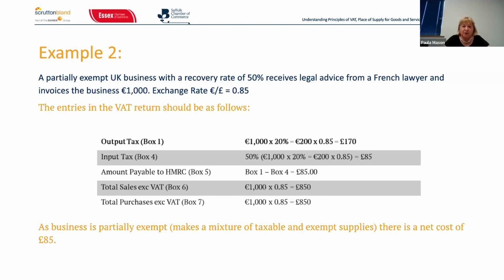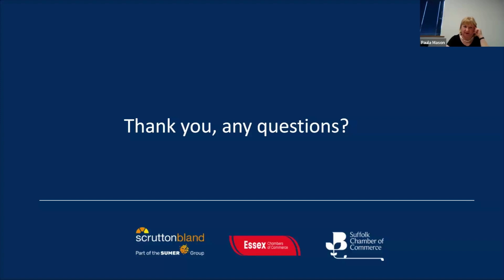So in this case, the output tax would be exactly the same as before, 20% of euros converted to sterling, £170. But because he can only recover 50% in the input tax, that would be 50% of the £170, which is £85. So in this example, he would need to pay to HMRC £85. Box 6 and box 7 remain the same. So there's a net cost to the business of £85 in this situation.